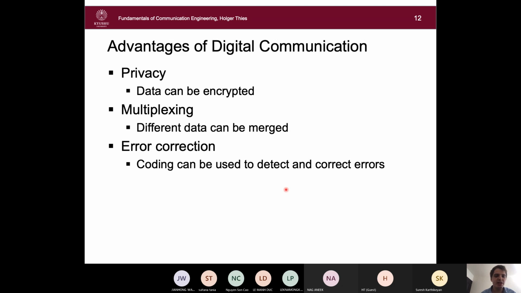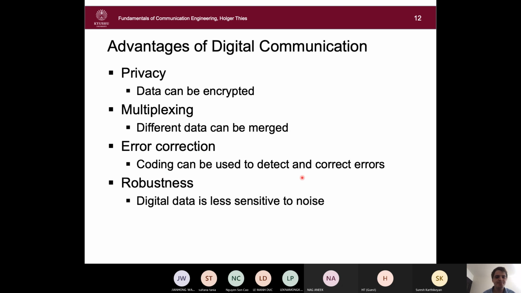Also, coding can be used to send some additional information that can be used for error correction. So it can be used to detect and correct errors. It's also more robust, which we will also see on the next slide.